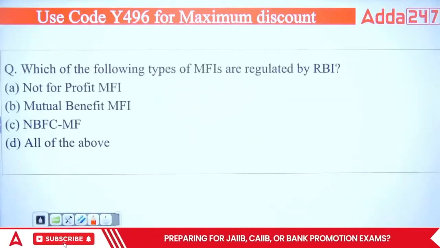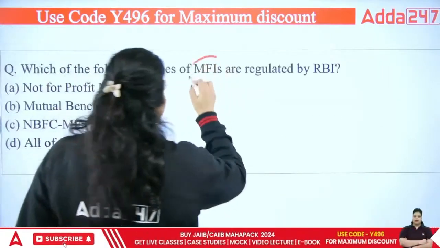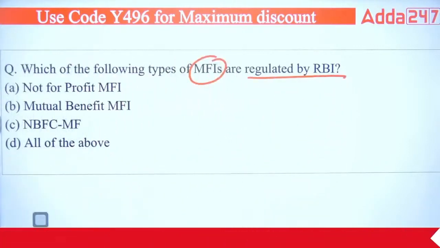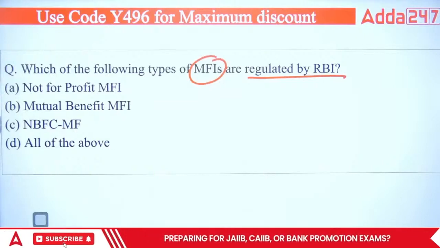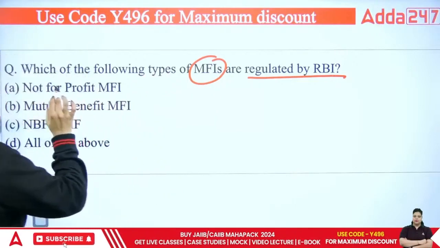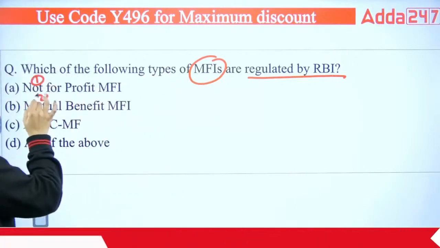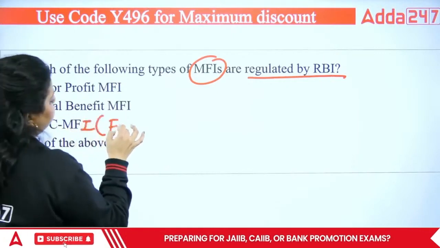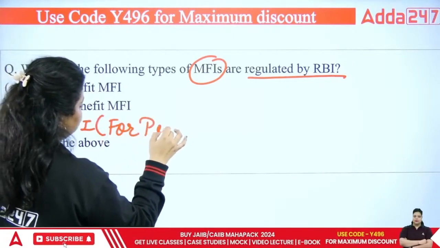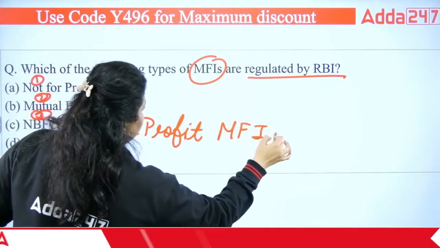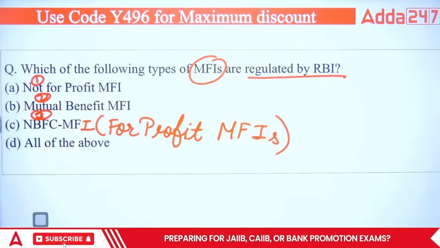Next question. It is talking about which of the following types of microfinance institutions are regulated by RBI. I have just given you the answer. If we talk about the types of microfinance institution, first not for profit, second mutual benefit, third NBFC MFI, which are also known as for profit. The other name of them is for profit MFIs. Out of these three, they all are types of MFIs.